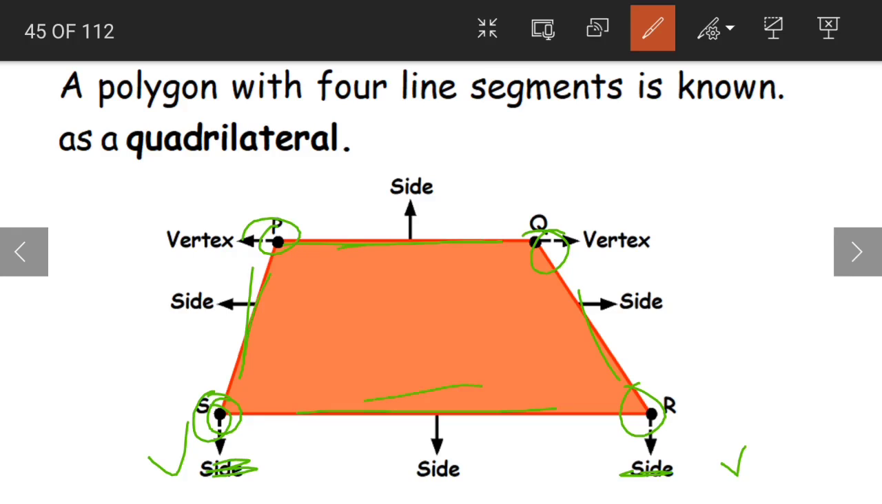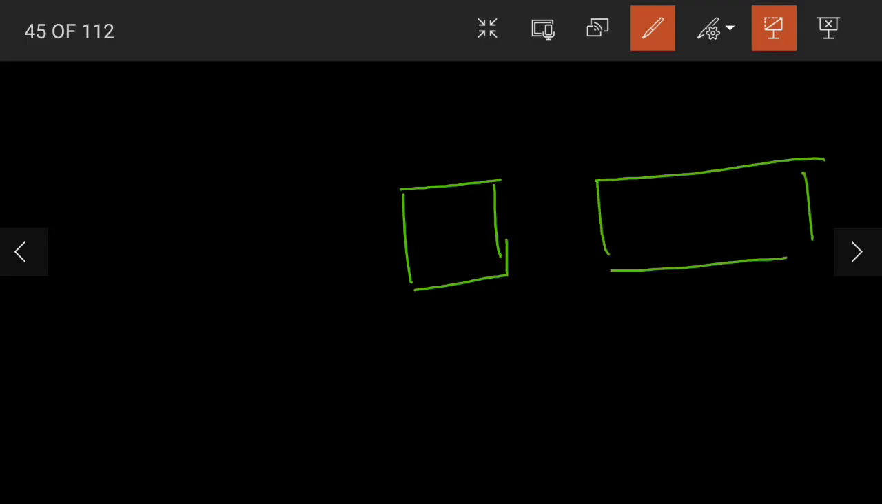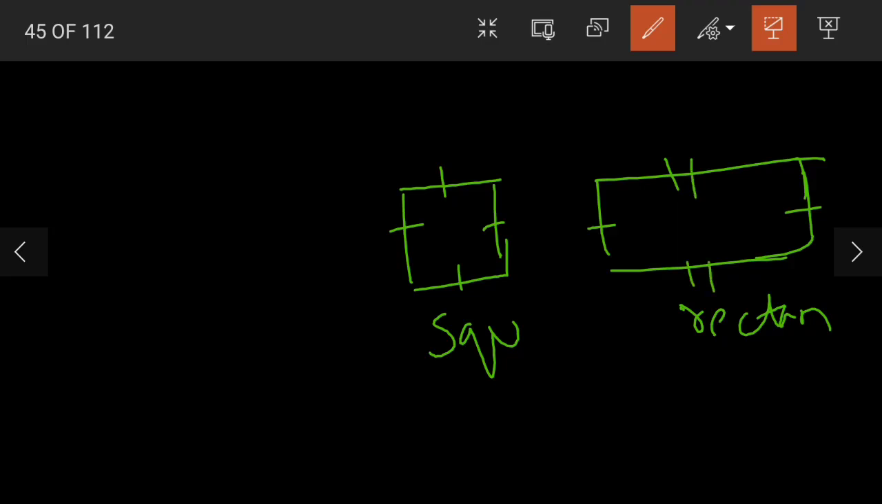Now you might say that we know a figure with 4 sides. We have square and then we have rectangle. Now what is this quadrilateral? Normally when we talk about a figure with 4 sides, we call it a square or a rectangle. Yes, in a square all the 4 sides are equal, whereas in a rectangle only the opposite sides are equal.